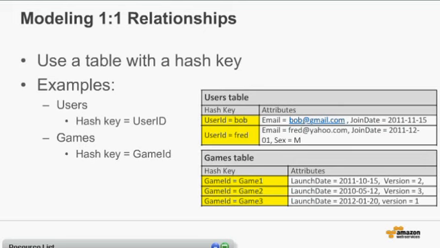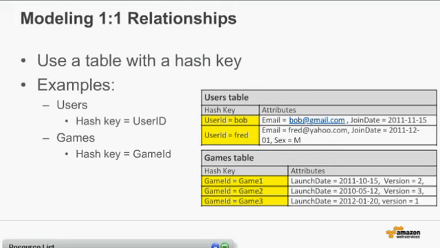We also have a games table here where we have a game ID as the hash key, and we have the attributes in there as well. So you can see we can have join date and the launch date and the hash key all joined together to form these one-to-one relationships using just the hash key.